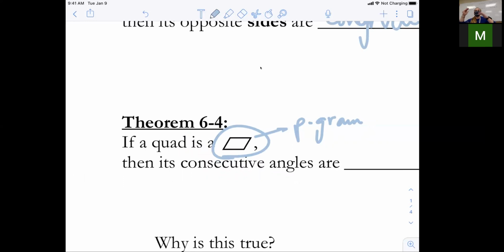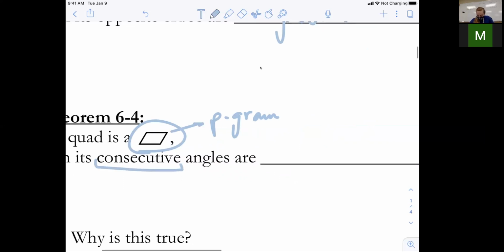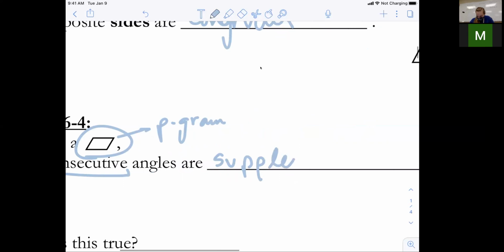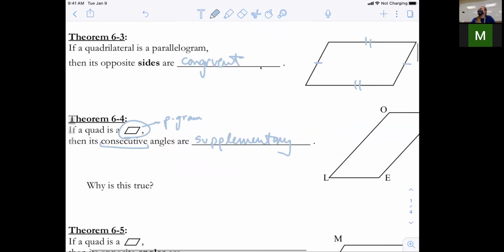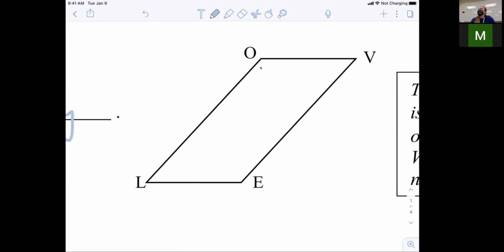All right, now we're looking at angles. So we just did sides are both parallel and congruent. Now we're doing angles. If I have angles that are next to each other, consecutive, those angles are supplementary. Let's explore what that means, why that is, and what that looks like. So consecutive means next to each other. So if I look at this big figure right here, parallelogram LOVE, I can know that L and E are supplementary. So let's say I labeled them. Let's say L was 50. That means E would be 130.